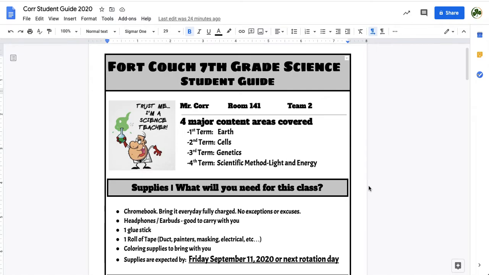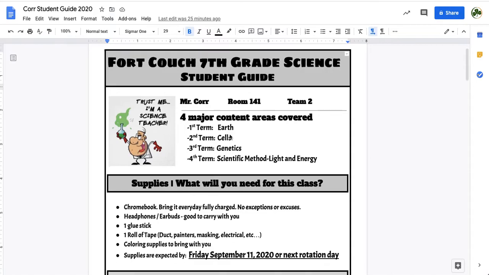All during these units, you will be experiencing labs in many different forms. So we will be focusing on many hands-on activities. We will also focus on some engineering aspects as the year goes on. Those are your 4 major content areas, and I'll talk more about this on the first day.